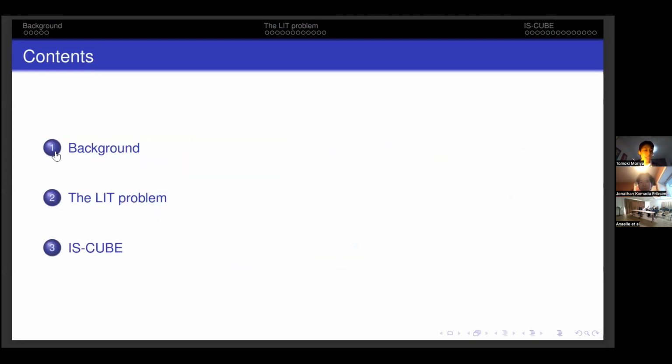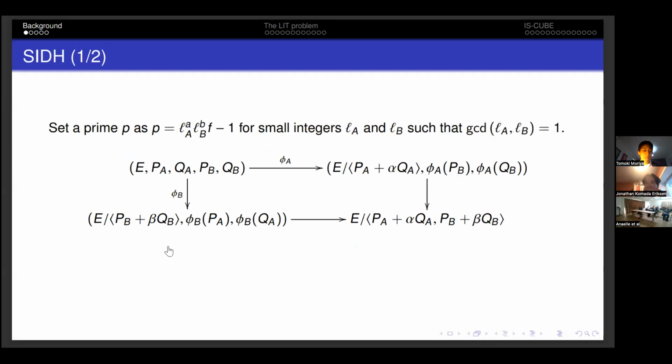And here are the contents. First I talk about background. Second, I introduce the LIT problem and talk about the analysis of this problem. And finally, I explain the construction of Ice Cube. First, I explain the background of this study, starting with the SIDH.